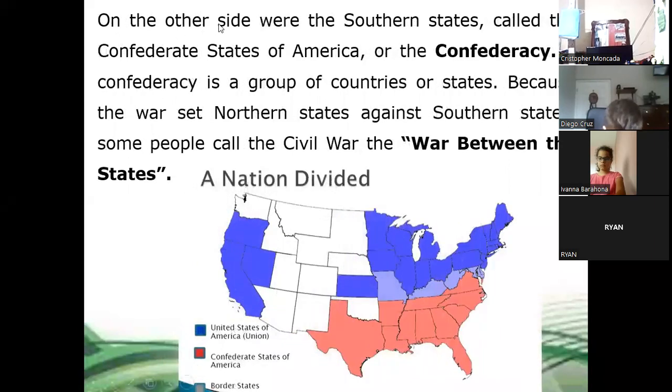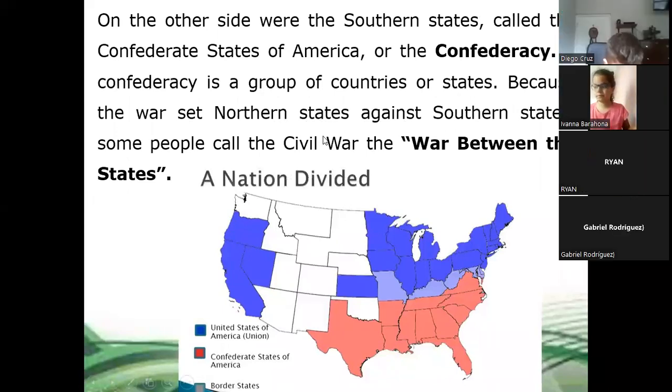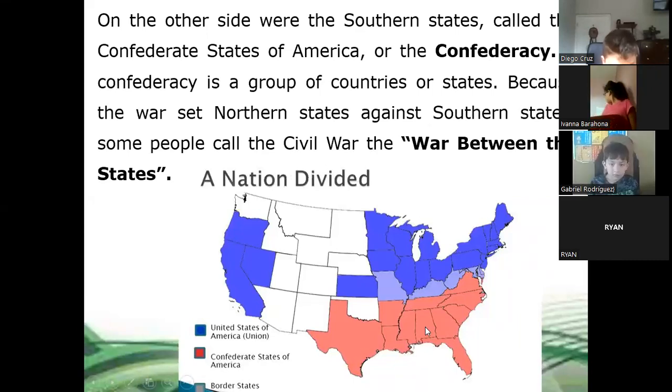On the other side were the southern states called the Confederate States of America, or the Confederacy, the red ones. A confederacy is a group of countries or states, because the war set northern states against southern states. Some people call the Civil War the war between the states. The Civil War was also known as war between the states because these states were against these others.